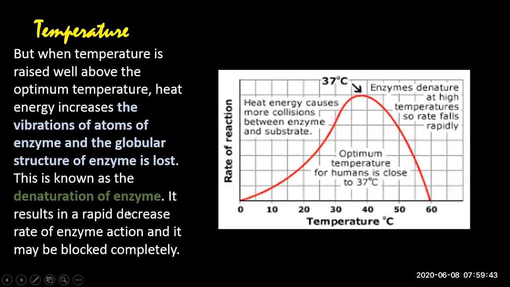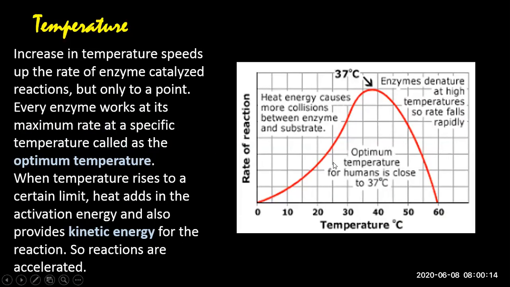So when the structure of enzyme is lost, it is called denaturation of enzyme. And as soon as enzyme is not there, who is going to speed up the reaction? There is no one to speed up the reaction, so the rate of reaction immediately falls down, and the whole reaction can be blocked completely because of the absence of enzymes. So this is what happens with temperature.